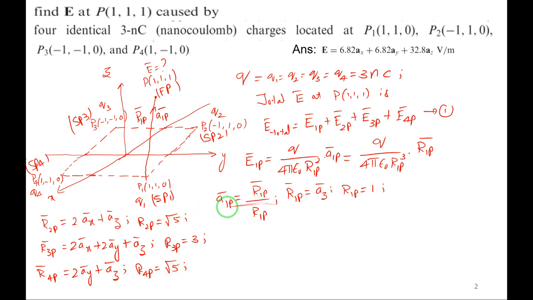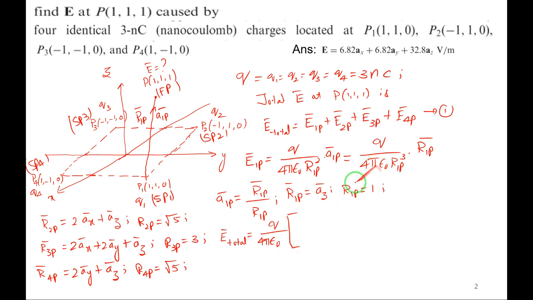So I am ready with R1P, R2P, R3P, R4P. I have equation 1 for E1P. I will substitute. Whether it is E1P or E2P, Q by 4 pi epsilon naught is common. Is it fine? Okay. So I will rewrite the formula. E total is equal to Q by 4 pi epsilon naught.